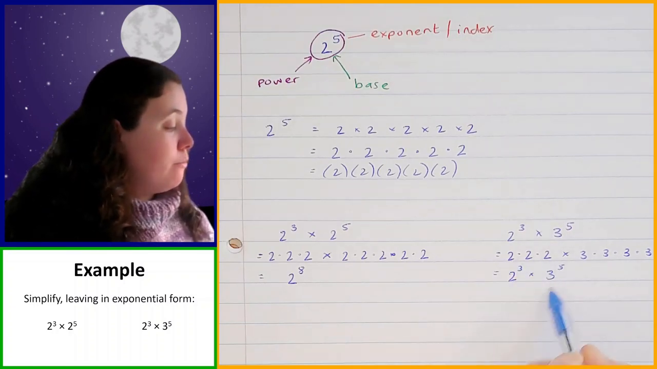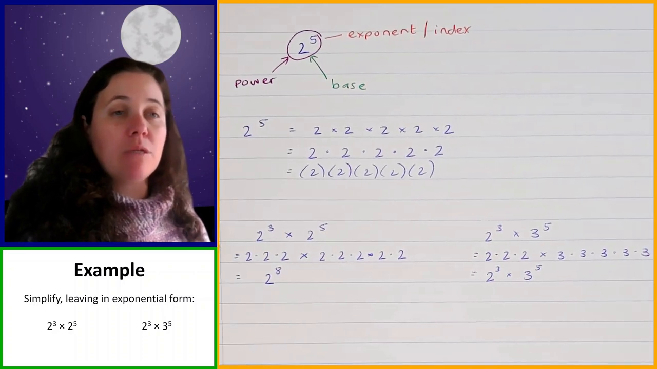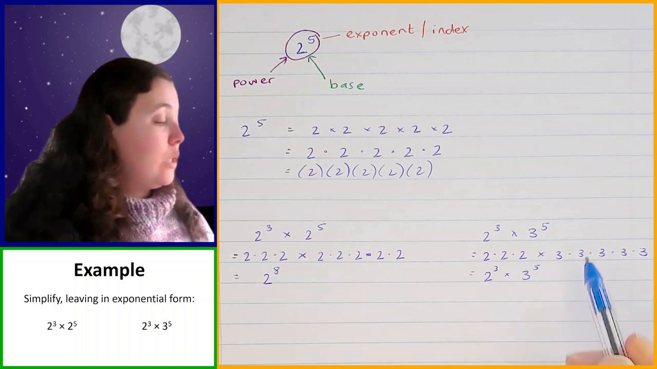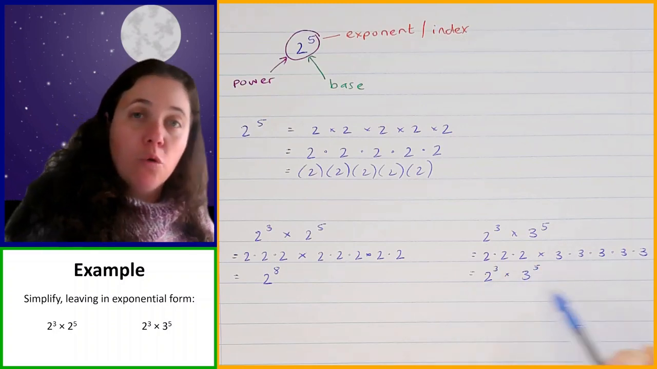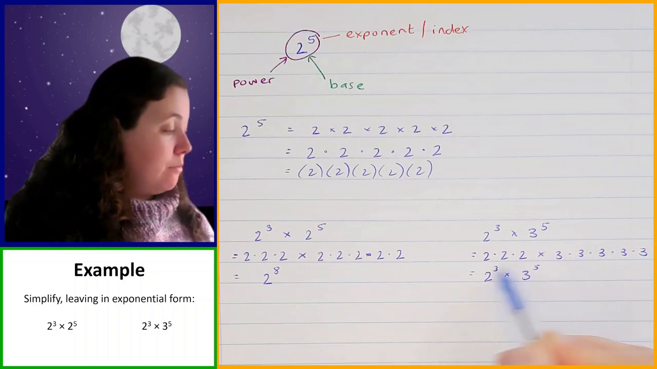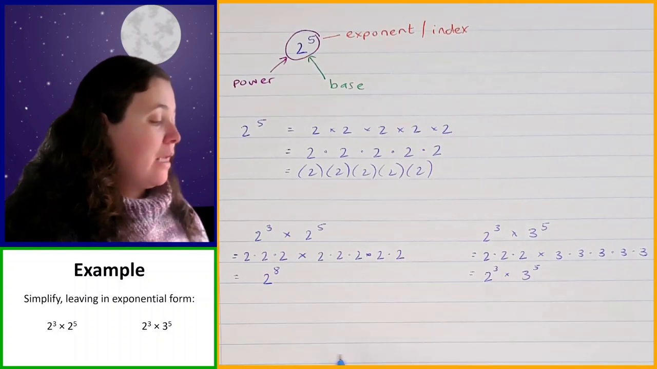But I can't combine the two of them because I did not have the same thing being multiplied together in the whole expression over here. It was not all 2s, or it was not all 3s, so I can't combine them all and keep whatever it is as my base, because there are two different things that have been multiplied together.